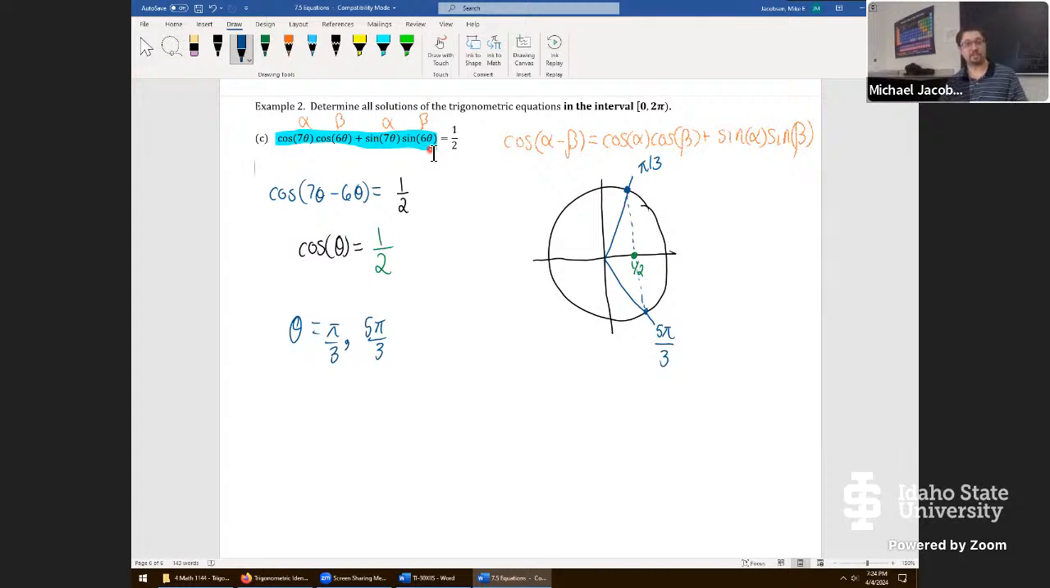Well, we did it, folks. That's solving trigonometric identities. Any questions at all with what we've done in these notes?